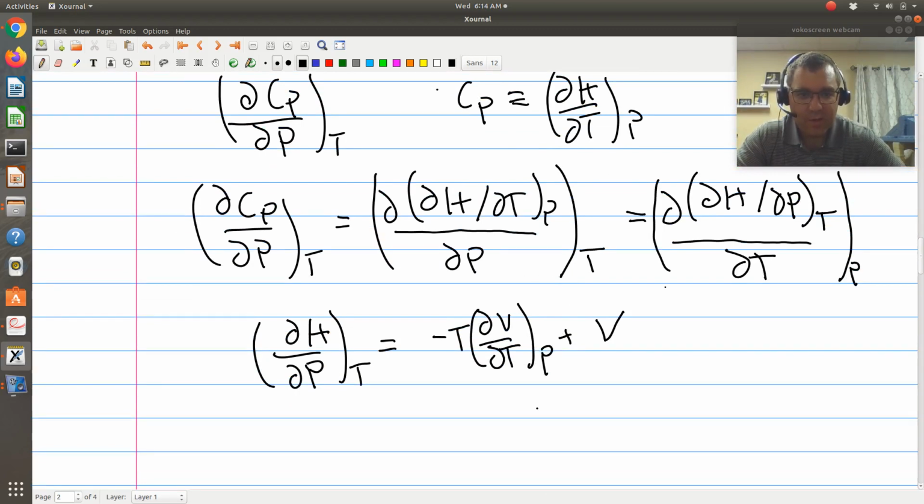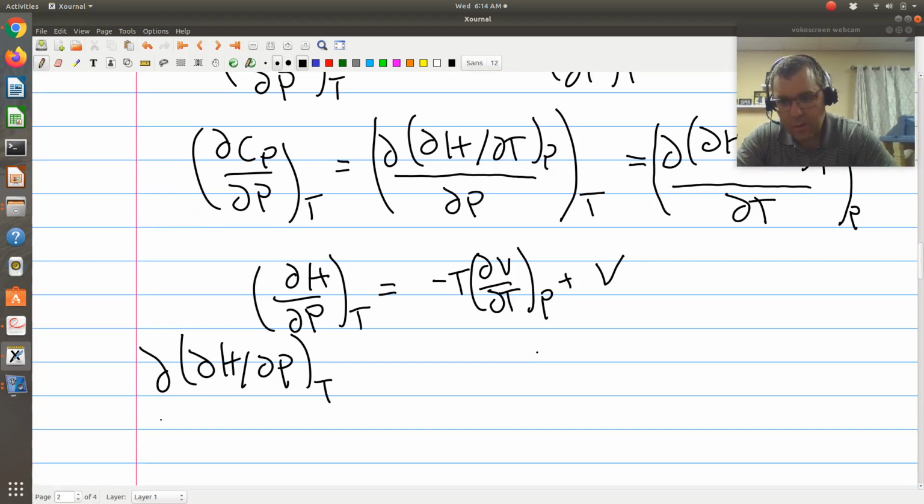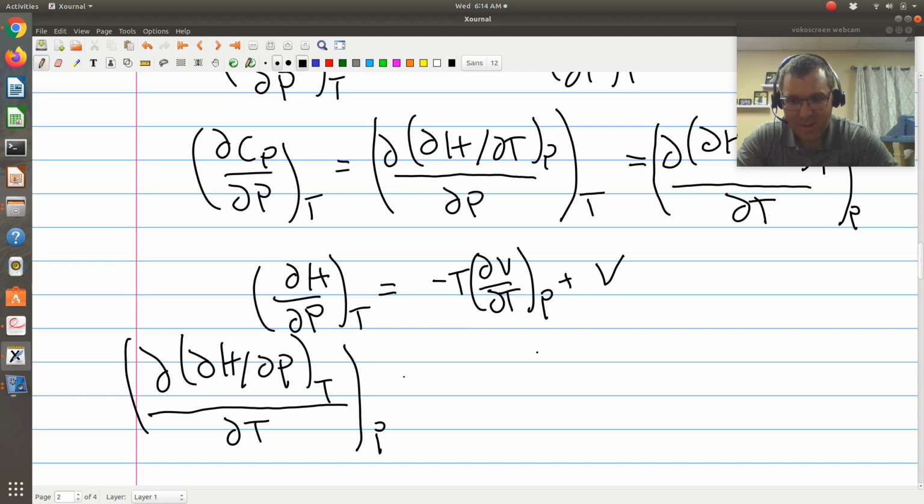Alright, so that gives me dH/dP at constant T, and what I now want to do is apply the differential operator to this expression, because what I want is the differential with respect to T at constant P of this equation. So if I plug that in here, I'm writing this out in all of its glory so that hopefully it makes sense. Now I can plug in this expression for dH/dP at constant T.